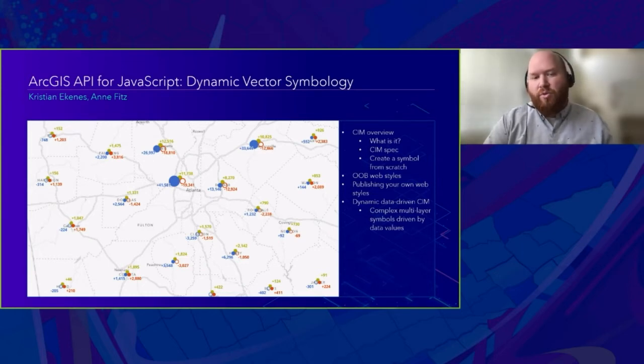But you can also create these dynamic multi-layer visualizations. So in this particular map here, this is actually showing election data from the last 2020 election and how the voting shifted in each party. So we're using a multi-part data-driven symbol. So you can create some pretty complex dynamic maps using this symbology, and we'll walk through the code and show you how to do this in your own apps.